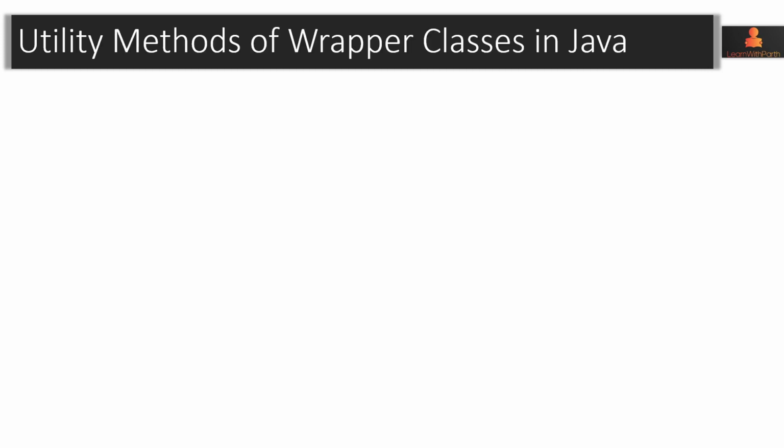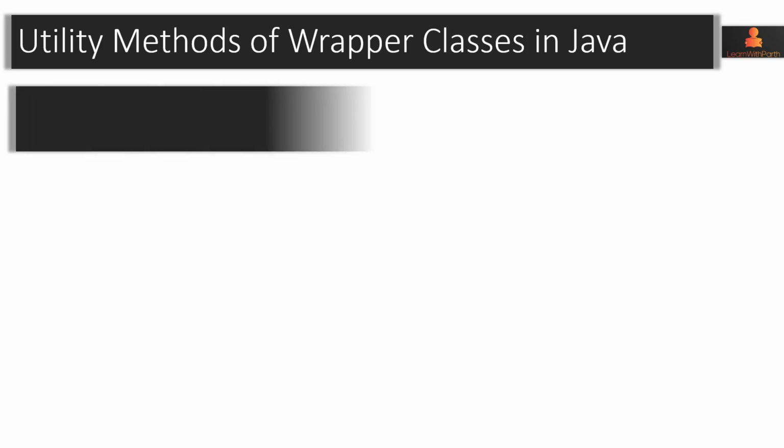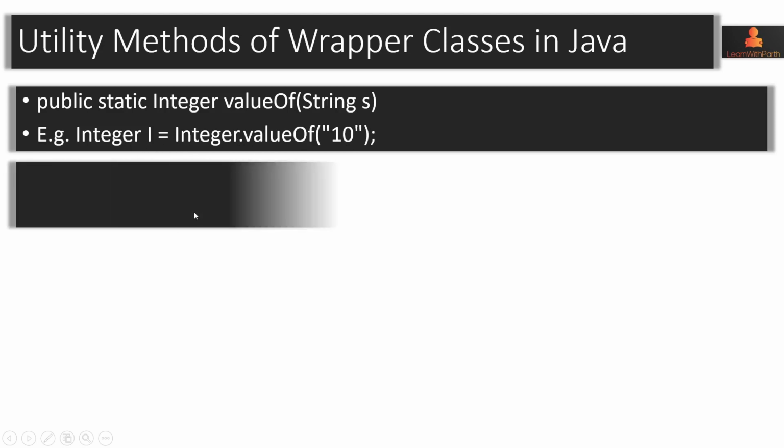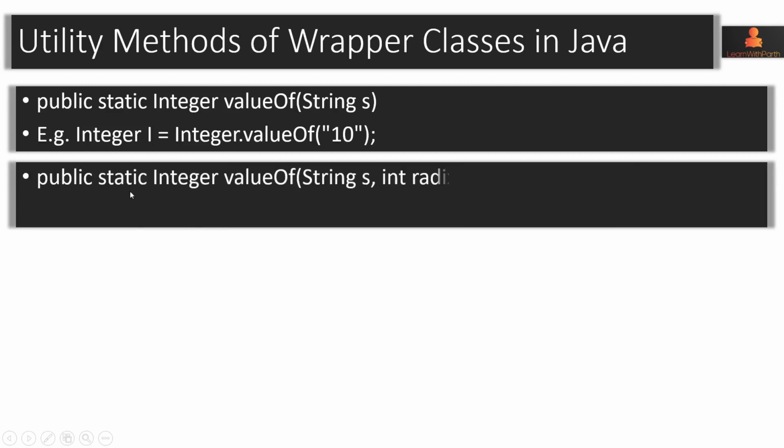So what are the utility methods of the wrapper classes in Java? The first utility method is valueOf. This method takes a string as an argument and converts it into the Integer object. And it is a static method, remember that. Here is the example: Integer.valueOf("10"). This string 10 would be converted into the Integer 10. Another example is Integer.valueOf with a string and the radix.